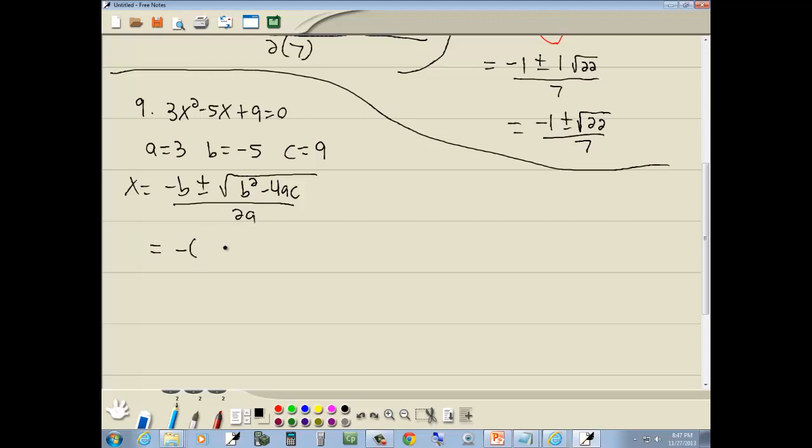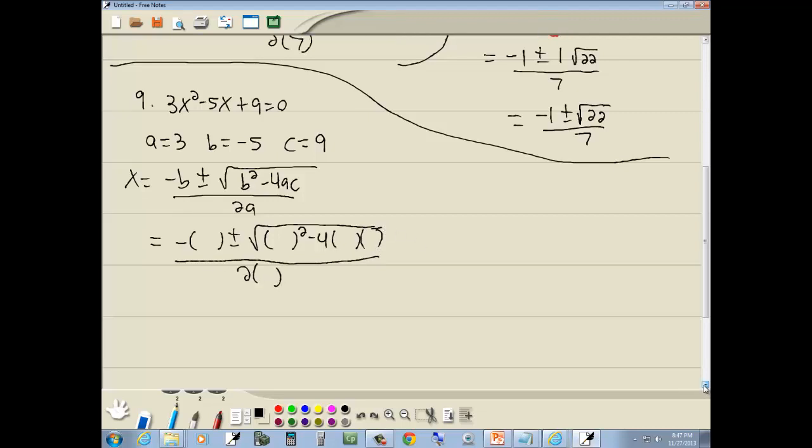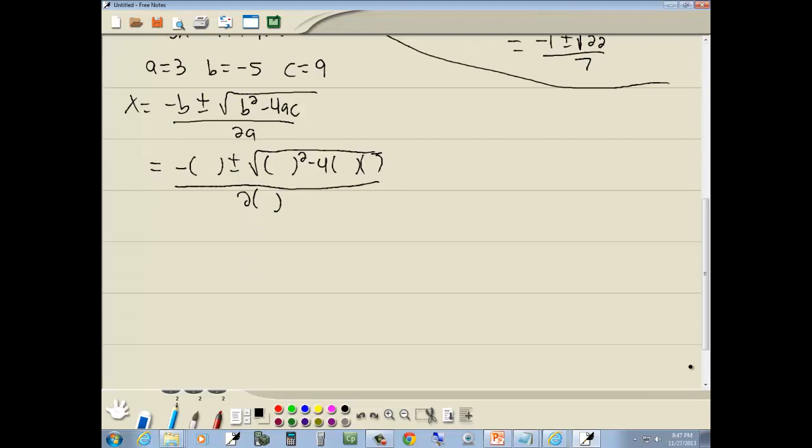Probably a good idea to go through and put parentheses in for your variables before you plug in your numbers. Everything else remains exactly the same. I'm just replacing the variables with parentheses. Okay, now where our b was, we'll put in negative 5. So I got negative 5, negative 5. Where a was, we'll put in 3. So 3, 3. And where c was, we'll put in 9.